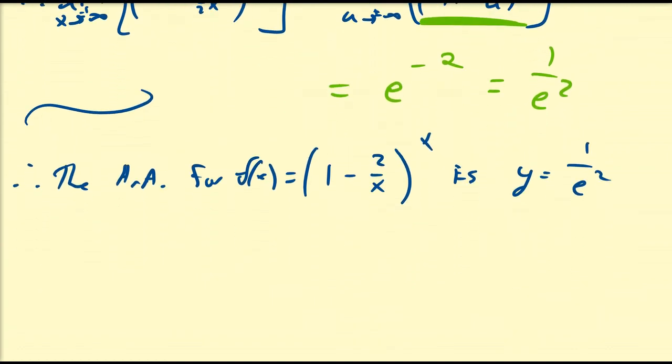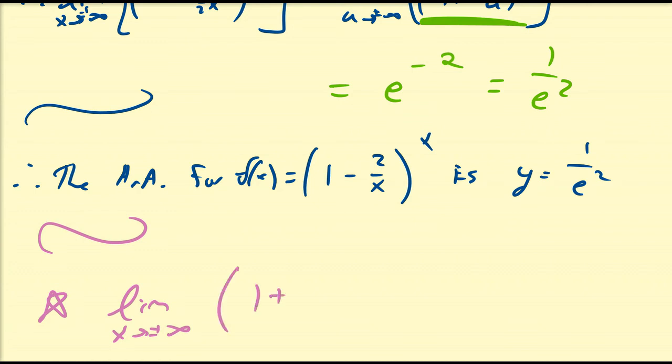So I leave you as an exercise to prove the following: that the horizontal asymptote of (1 plus a over x) to the power of x is y equal to e to the power of a. You can follow the same exact protocol if you want to. So that's just some more advanced properties of exponential functions and how they interact with rational functions. Hope you enjoyed.